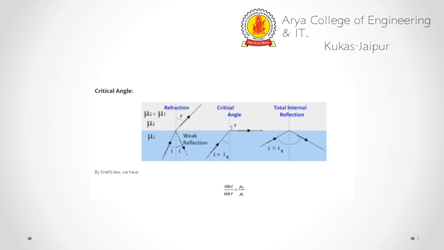Now in this diagram we will understand what we mean by normal refraction, critical angle and total internal reflection. In the first case, we can see the light ray is incident in a medium with refractive index mu1 and gets refracted in another medium with refractive index mu2. Mu1 is greater than mu2. In the second case, if the angle of incidence is equal to the critical angle, then the refracted ray will travel along the boundary of the two media. In the third case, if the angle of incidence is greater than the critical angle, then the ray will be reflected in the first medium. Now applying Snell's law, we get sin i upon sin r is equal to mu2 upon mu1.